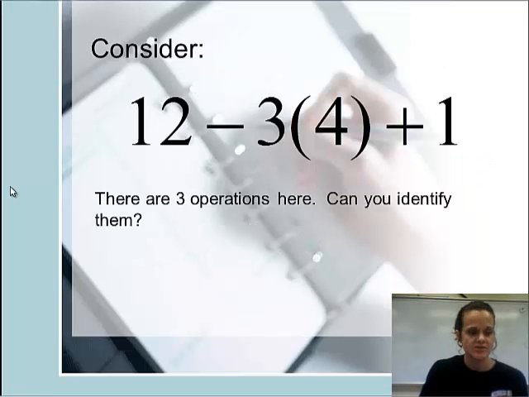Let's try one with multiplication. There are three operations here. Can you identify them? You should have identified subtraction, where we have 12 minus 3 times 4. Multiplication, our 3 times 4, and addition, the product of 3 times 4 plus 1. Pause the video while you work it out.